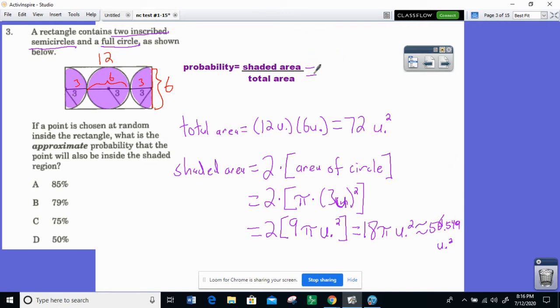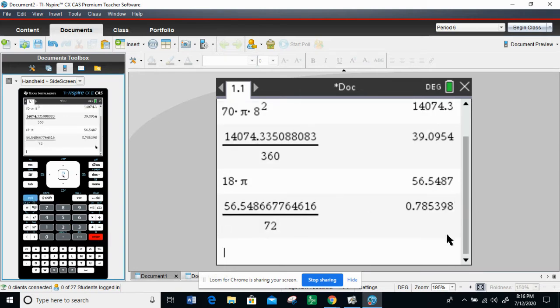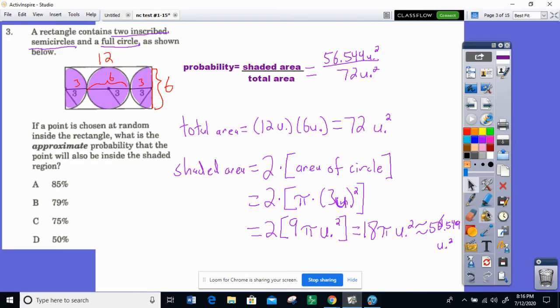And so now we just need to drop this into this nice fraction. So 56.549 units squared over the total area, 72 units squared. And let's see what that comes out to be. We're going to divide that decimal we got by 72. It's about 0.785, which is how we get B, 79%.